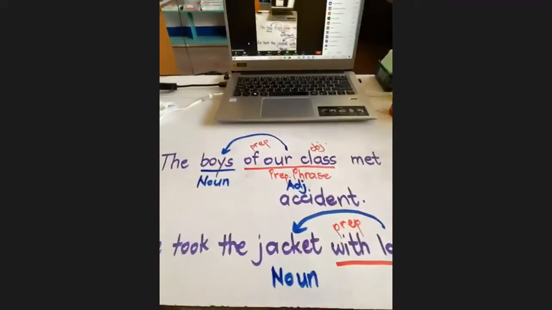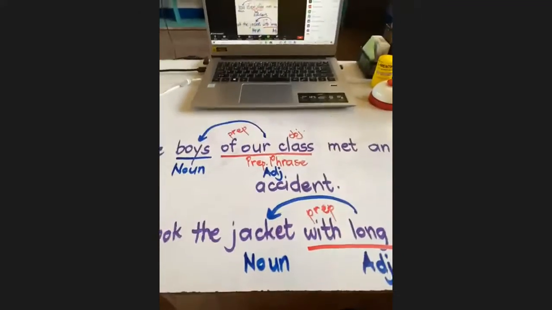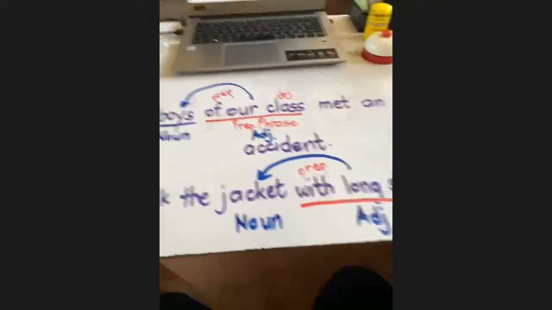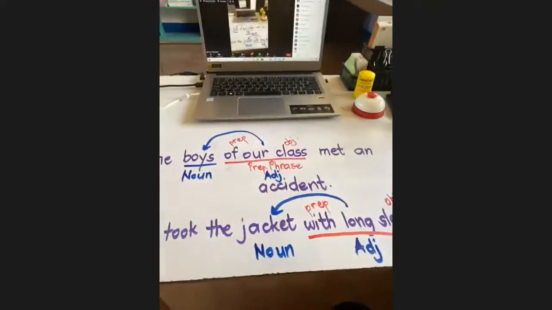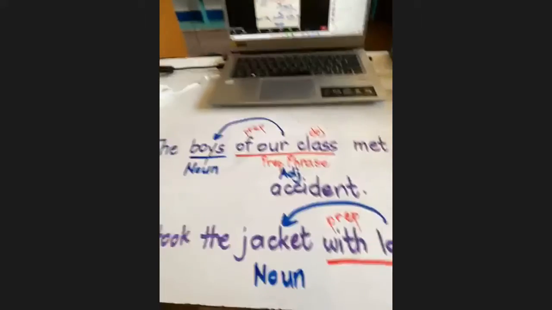How do we differentiate this? I'll just give one example, because that's going to be for another lesson, the next lesson. How do we differentiate the prepositional phrase which functions as an adjective from a prepositional phrase which functions as an adverb? Let's have this quick example.